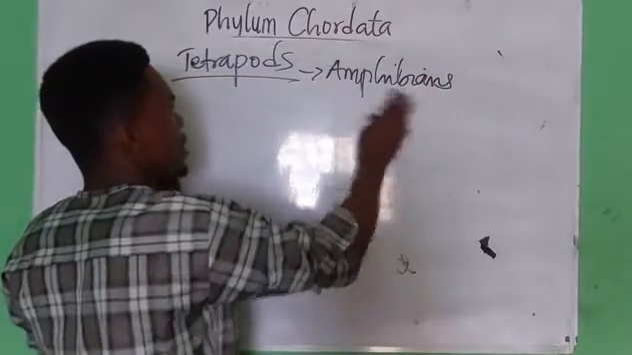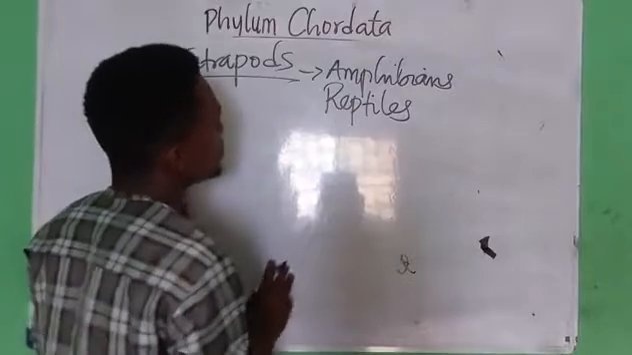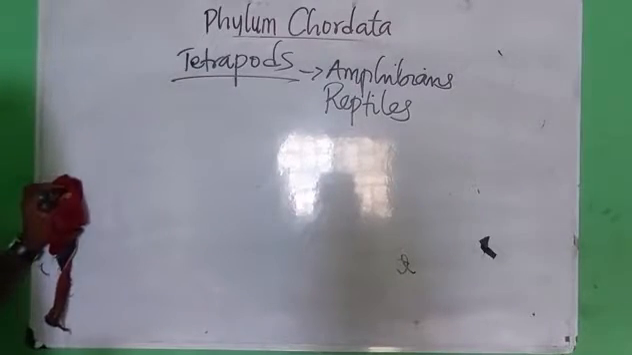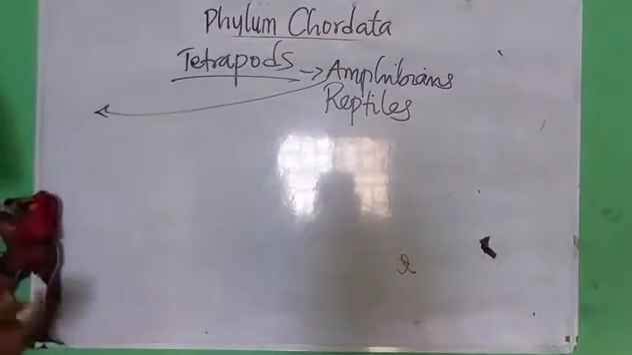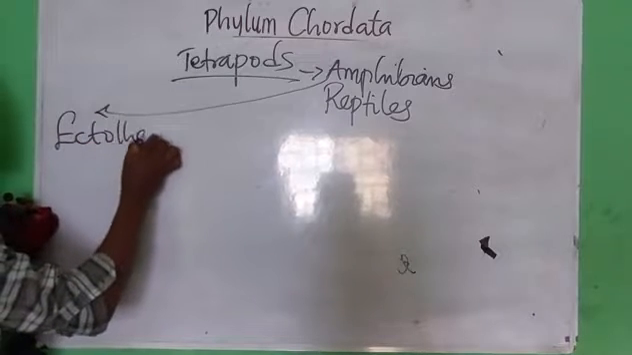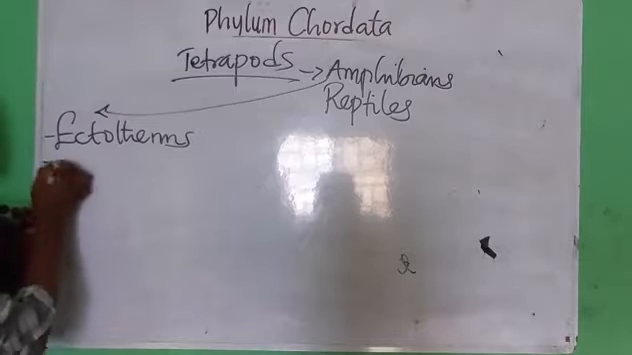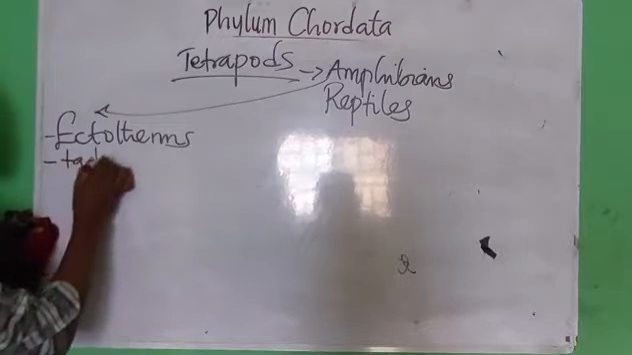You have the reptiles. Please take note of something here. Under the amphibians, of course, they have numerous striking features. They are ectotherms. They are young ones. Their juvenile form is the tadpole.